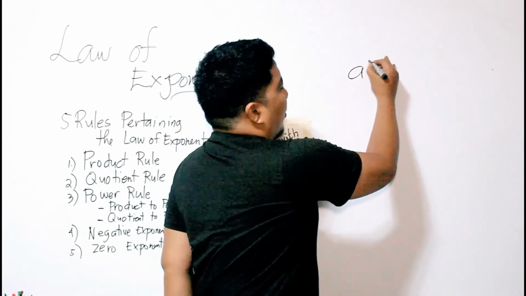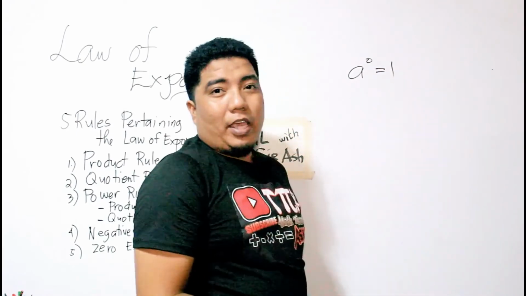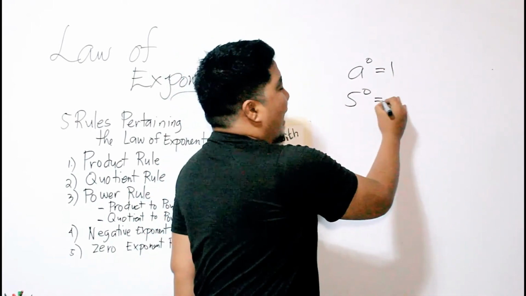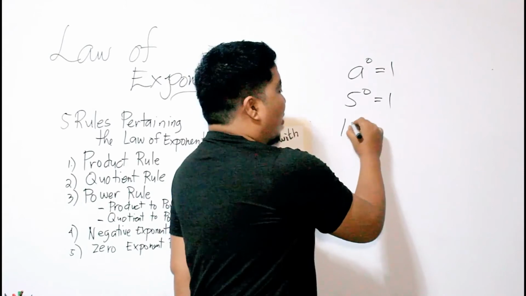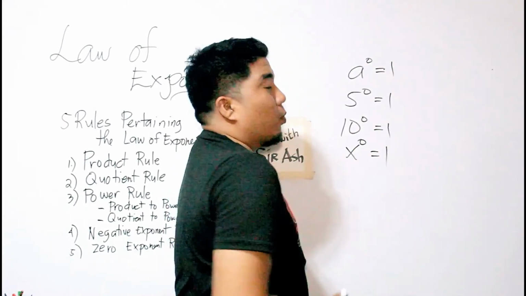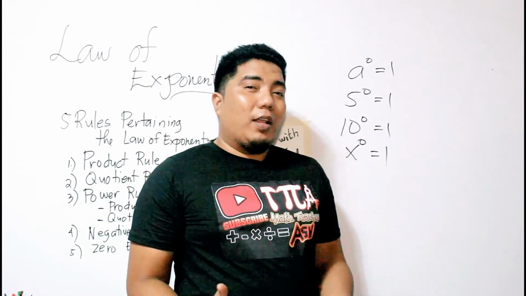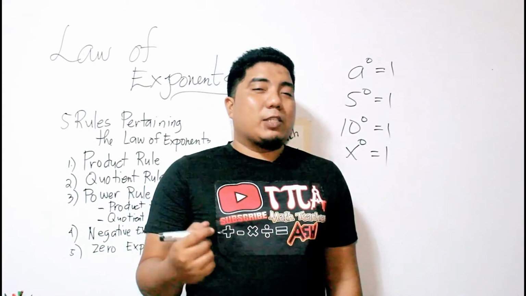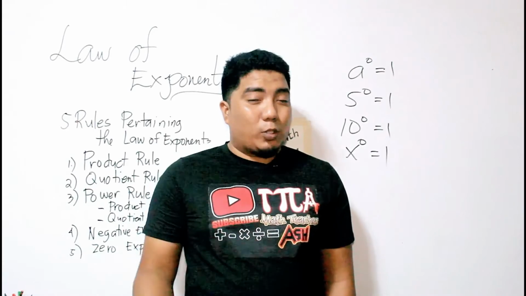What does this mean? If you have a to the power of 0, the answer is 1. If you have 5 to the power of 0, the answer is 1. If you have 10 to the power of 0, the answer is 1. If you have x to the 0, the answer is 1. So any variable or number that has an exponent of 0, the final answer is 1.